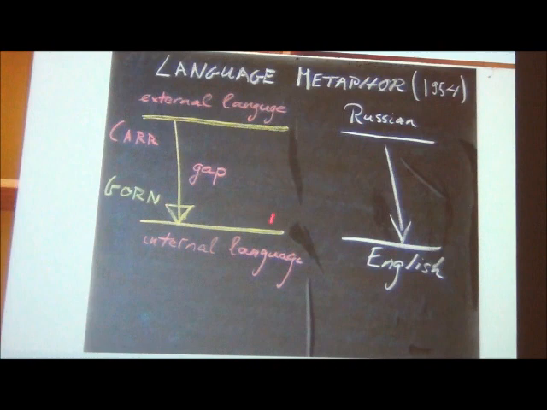Now, again, Carr and Gorn were influenced by the linguists. They were working on machine translation, using this new tool, the computer, to translate Russian into English. They were heavily financed by the American Department of Defense. And it's not a coincidence that these two drawings look alike.